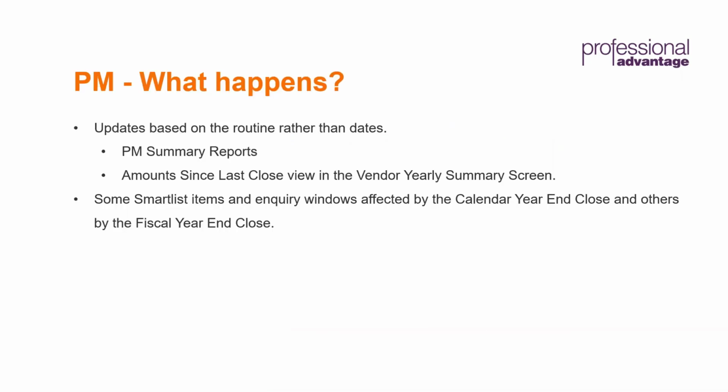When I run the payables year end, what happens? The financial year details get cleared, and those are your amount billed, your finance charges, returns, any write-offs you might have for the year to date. They are updated on the amount since close view under the vendor yearly summary window. Although the payables management module is date sensitive, the Smart Objects payables management summary reports and the amount since last close view on the vendor yearly summary window are updated based on the closing of the payables management module.